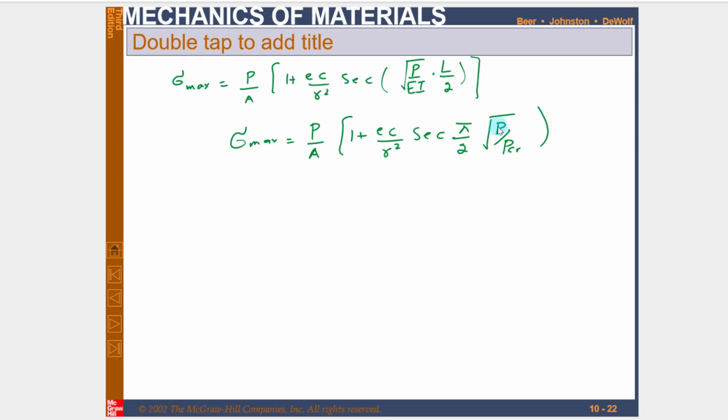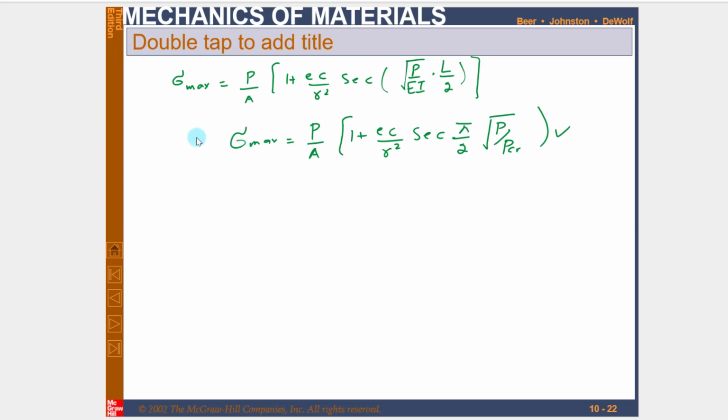So this equation can be used with any end condition as long as the appropriate value is used for the critical loading. So this is the maximum bending stress that will be created in the column with eccentric loading. This is also known as the secant method for finding the stress in eccentric loading.